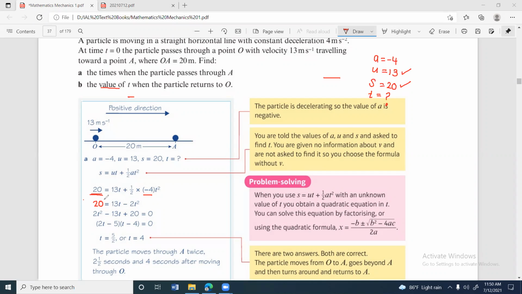Then to solve this, bring this 20 to this side. Rather than that, it's quite easy to bring all these terms to this side, because then it will form a positive quadratic equation. Look at this: if you bring this minus 2t squared to the other side, you get plus 2t squared. Then minus 13t to the other side, and plus 20 stays, giving 2t squared minus 13t plus 20.